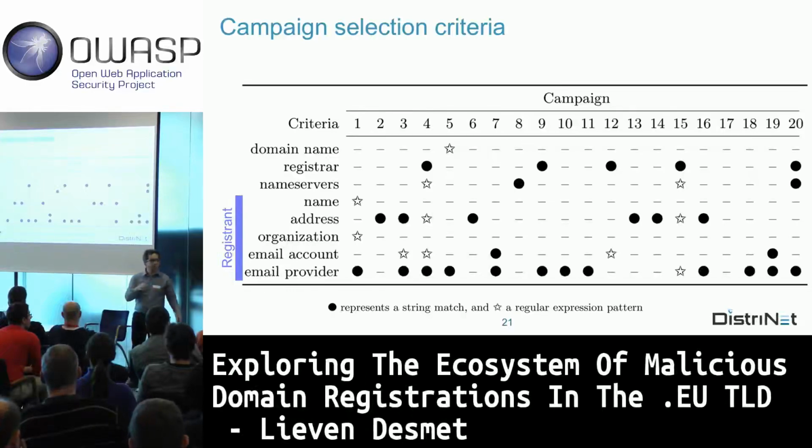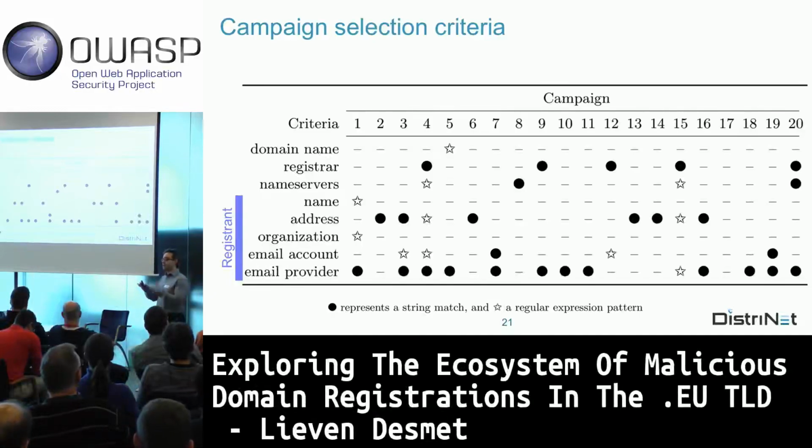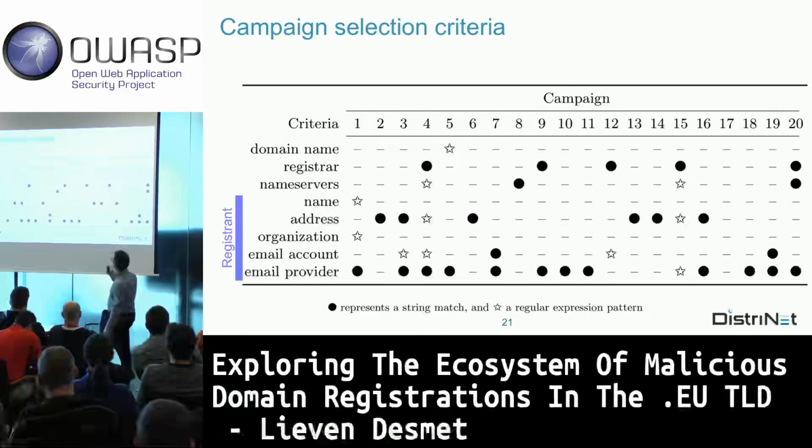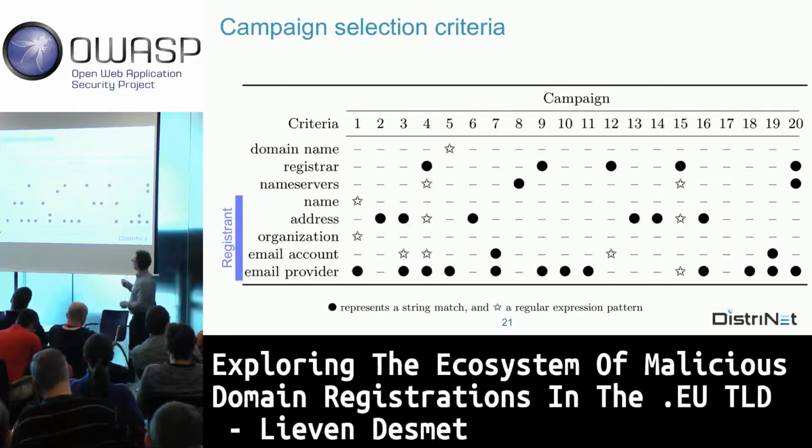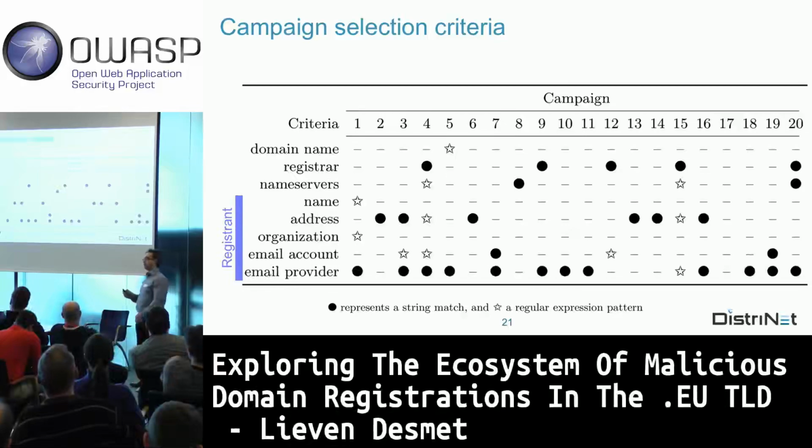What's more interesting for this audience is actually, if you look at the 20 campaigns, what type of criteria did we use in the selection criteria to select this particular campaign? So we see that we're using domain name, the registrar, and the name service in some of the registrations, but most of the campaigns were actually selected based on data used for the registrant. Which name, which address, which email account, which email provider. And those are the ones that actually have the most impact in selecting the right campaigns out of the full data set.